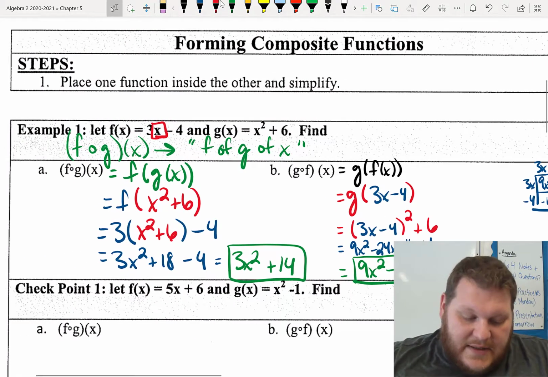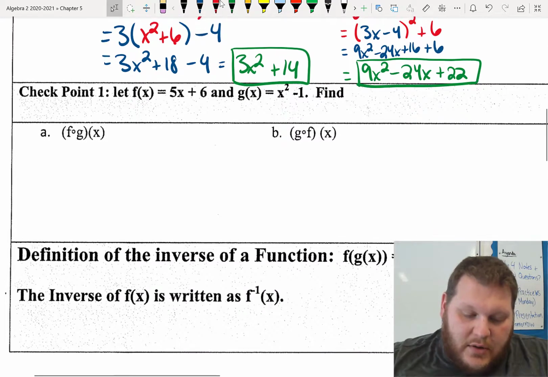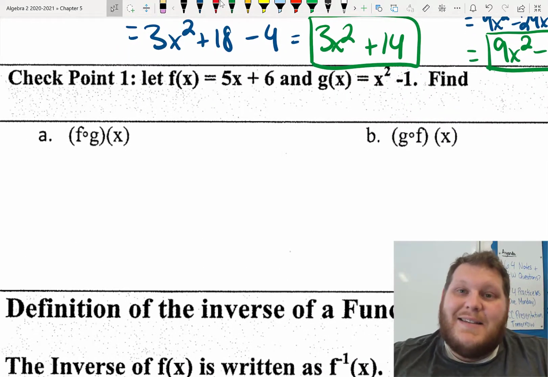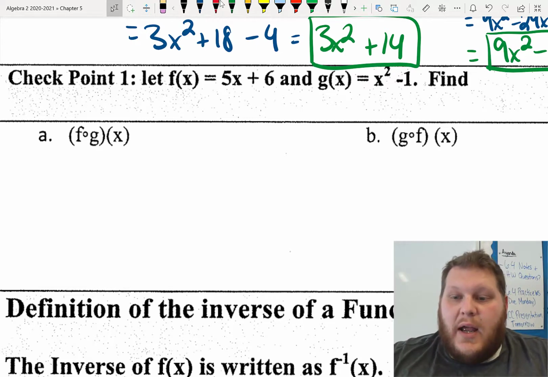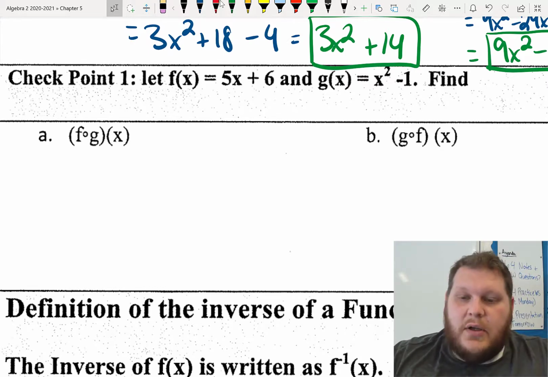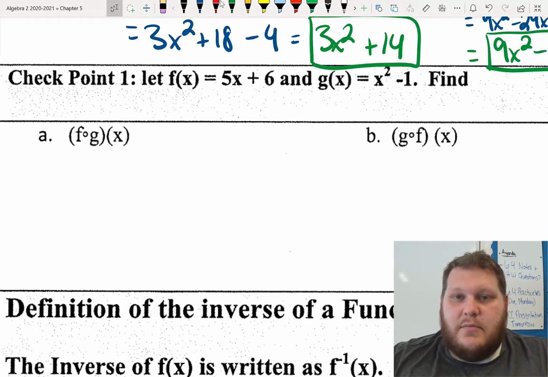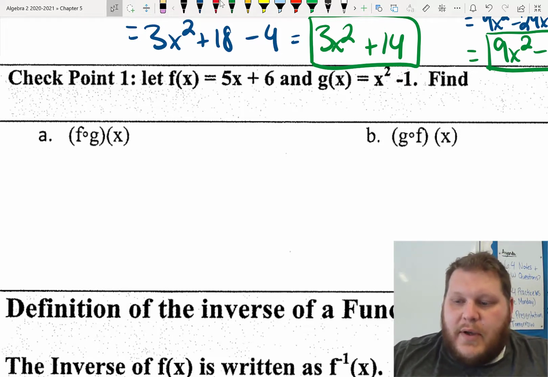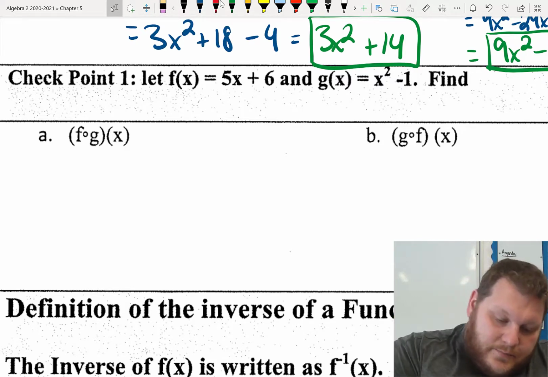So for this next example, a little checkpoint 1, I want you to pause the video real quick and try this on your own. Try f of x being 5x plus 6, and g of x being x squared minus 1. I want you to do both g of f of x and f of g of x. So go ahead and pause the video, and once you are done with both of those, hit play. I'm going to go through those real quick for you now.